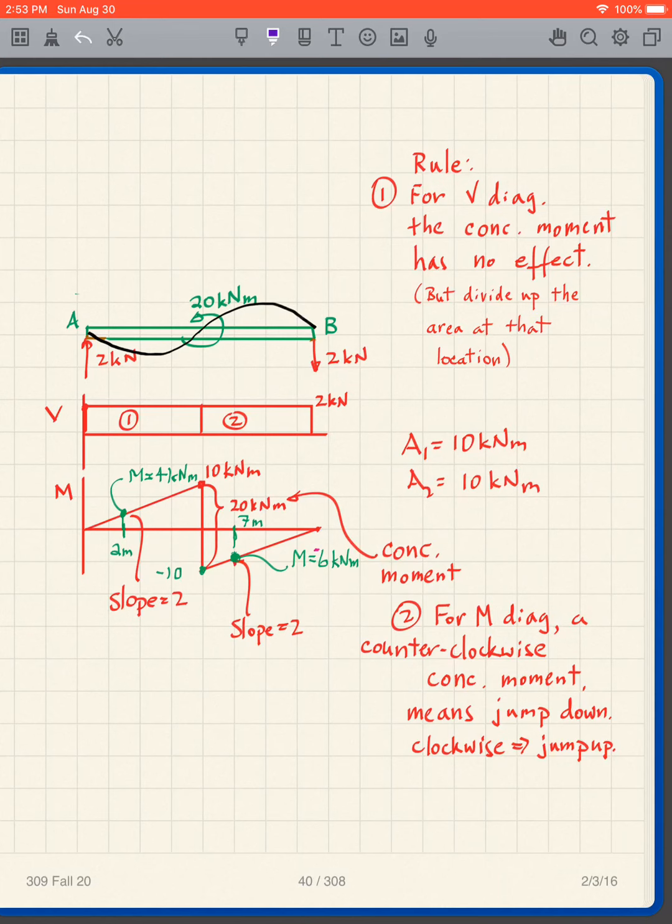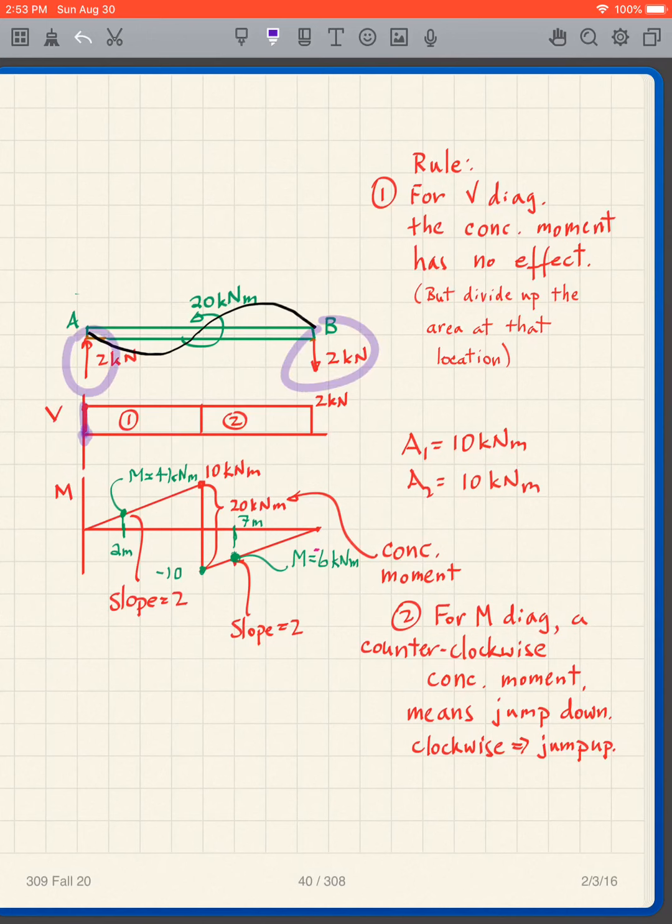So let's start with the shear diagram. And what do we see? Well, we've said follow the arrows. So I follow the arrows here. There they are. I go up, over, down to the end. And what does that mean? I ignore that, this has no effect on my shear diagram. So the rule for the shear diagram is, the concentrated moment has no effect.